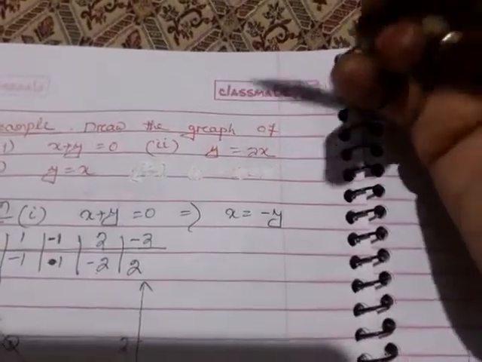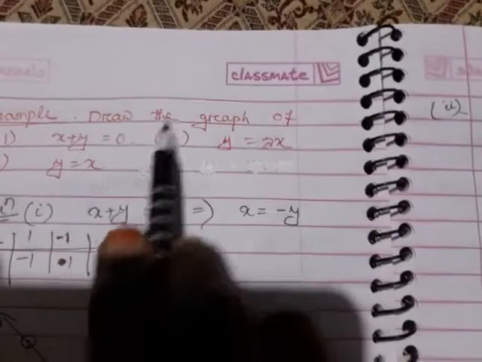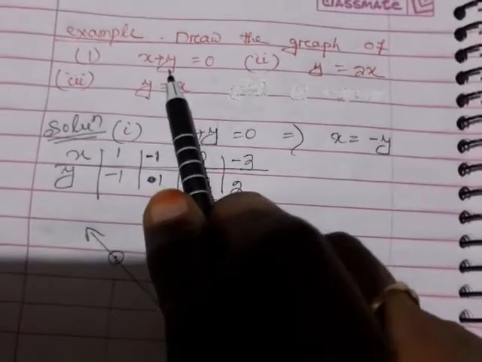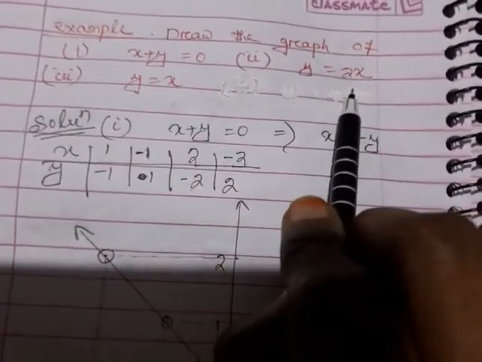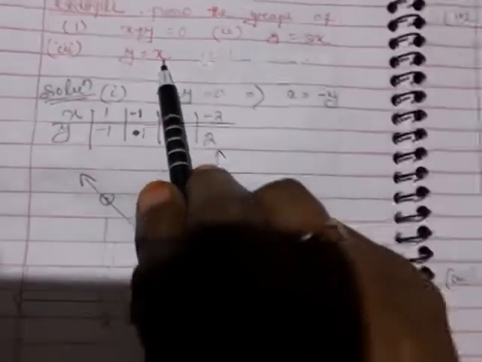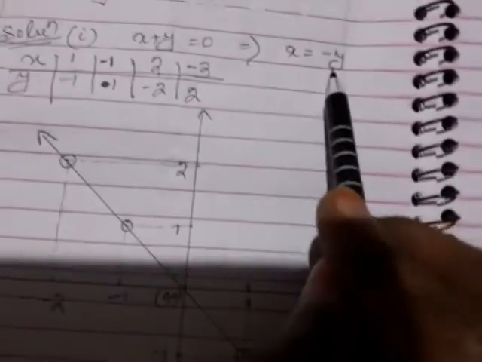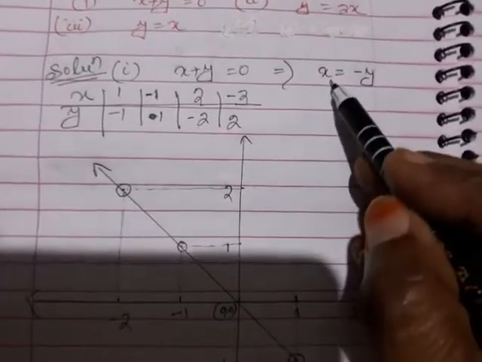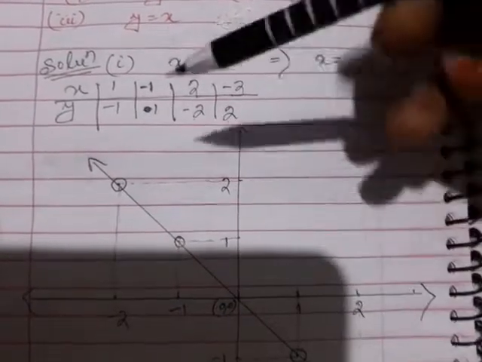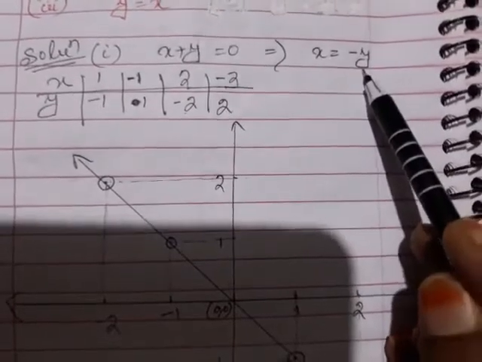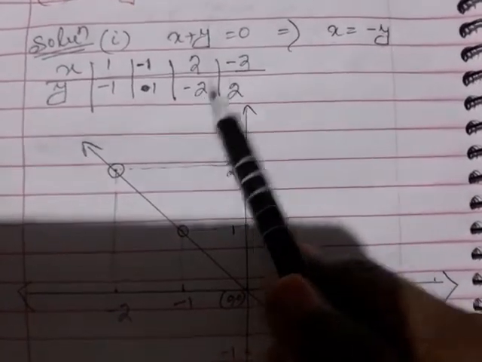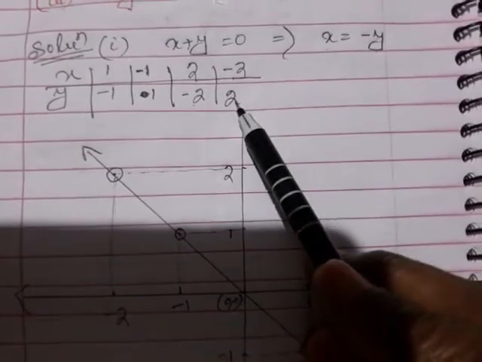Then the next example. Draw the graph of x plus y is equal to 0, y is equal to 2x and y is equal to x. First x plus y is equal to 0, its solution. Then x is equal to minus y. If x is equal to 1, y is equal to minus 1. If x is equal to minus 1, y is equal to 1. If x is equal to 2, y is equal to minus 2. If x is equal to minus 2, then y is equal to 2.